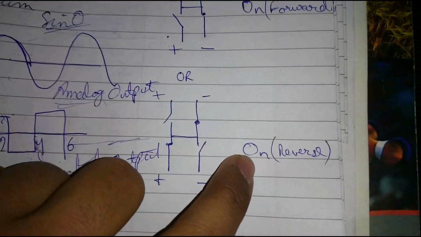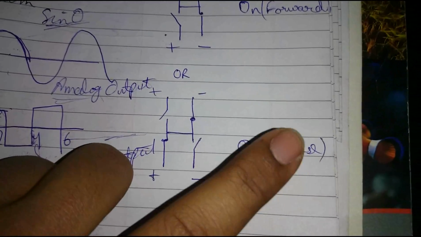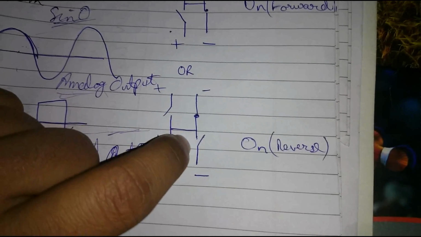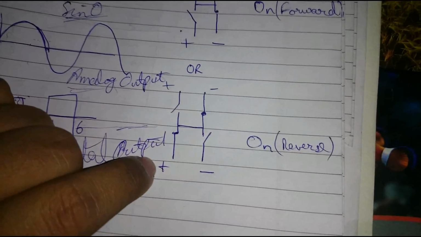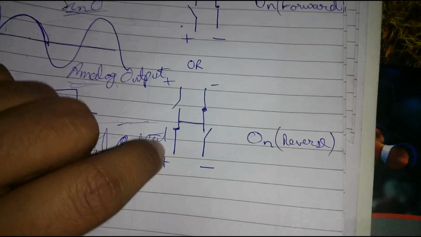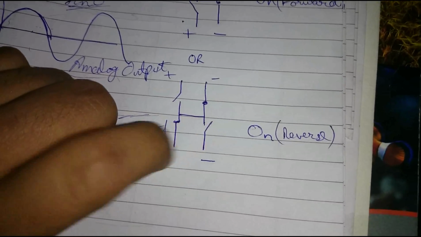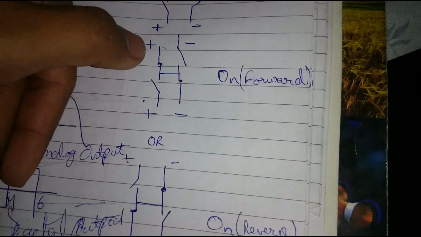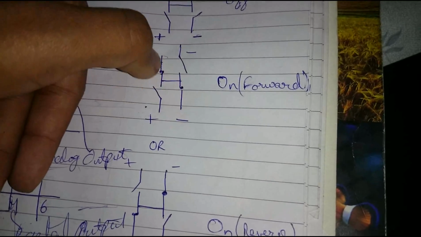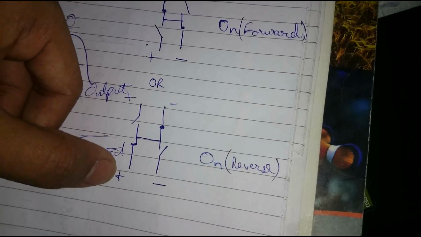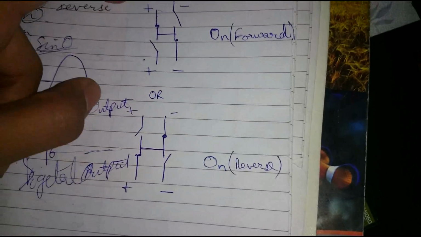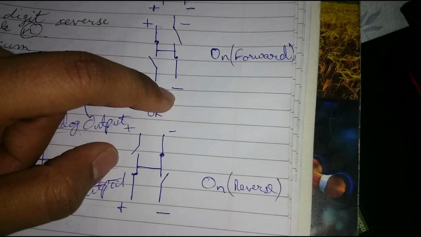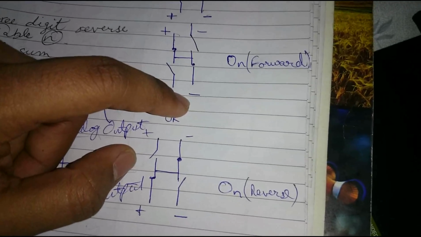And in the on condition when the motor runs in the reverse direction, the circuit is reversed: these two terminals are open and these two are closed, and the current again goes from positive to negative, with the motor in between. You can compare these two circuits. In one circuit the current flows in this direction, and in the other it is from this to this. So the current determines the direction of the motor according to Fleming's left hand rule.